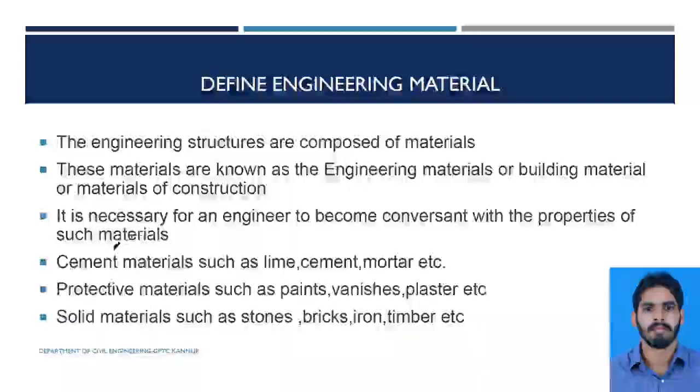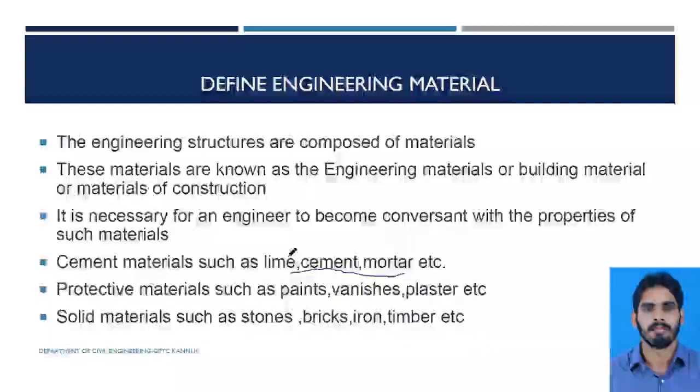Actually, there are 3 types of engineering materials. This is a classification. If an exam asks what the different types of engineering materials are, cement materials such as lime, cement, mortar are the first classification. The second is protective materials such as paints, varnishes, plasters. Then solid materials such as stone, bricks, iron, timber, etc. These are all examples. Engineering materials can be classified into 3 types. This is very important: cement materials, protective materials, solid materials. You have to study all those examples thoroughly.